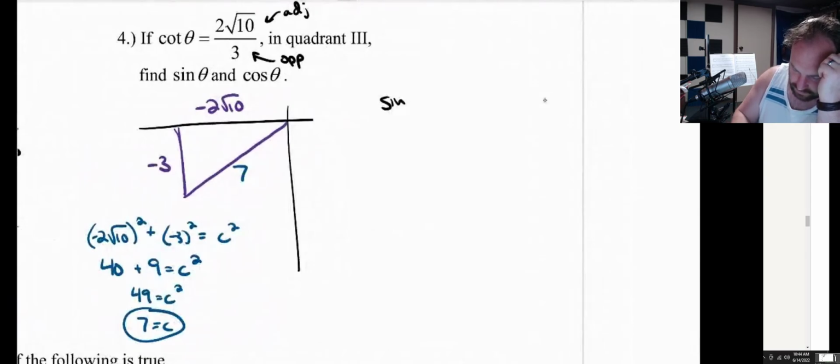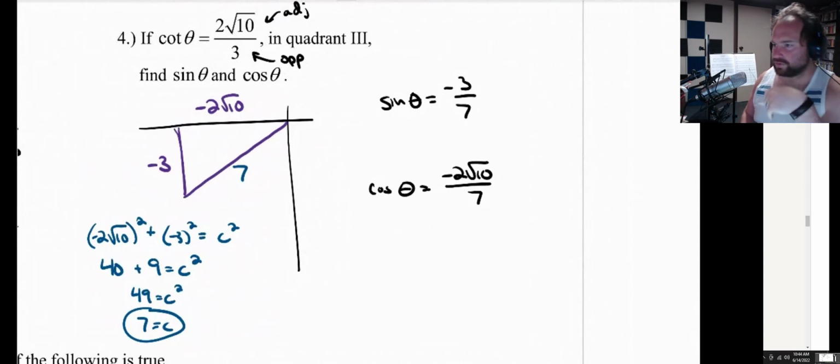Sine is going to be -3 over 7, and the cosine is going to be -2 roots of 10 over 7. Notice how the sine and the cosine are both negative, therefore the tangent is positive, since tangent can also be defined as the sine divided by the cosine, which we'll talk about in another video.